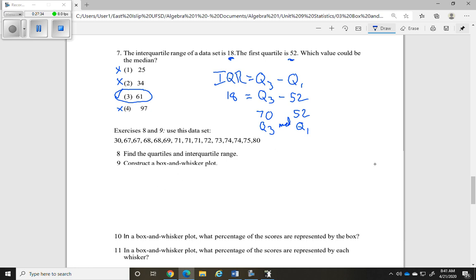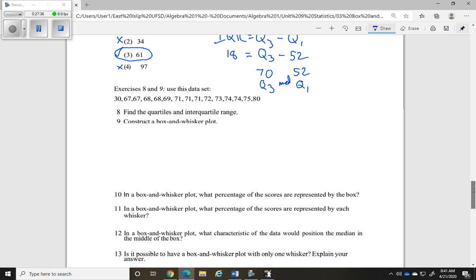Number 8 and 9, you're doing a box plot again. Check for those outliers.